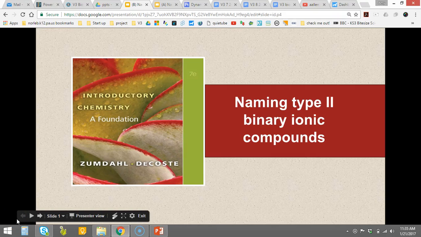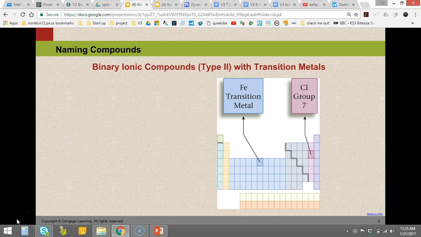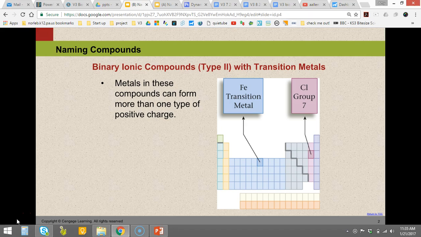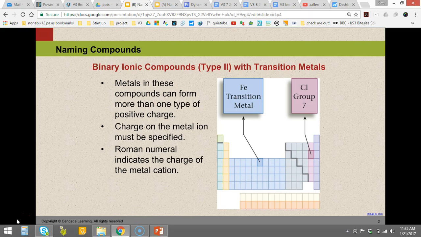Here's just one more quick presentation on naming type 2 binary ionic compounds to help you practice before you get to your practice assignment. As a review, type 2 binary ionic compounds are named with transition metals, for example, iron. Metals in these compounds can form more than one type of positive charge. The charge on the metal ion has to be specified, and to do that we use Roman numerals.